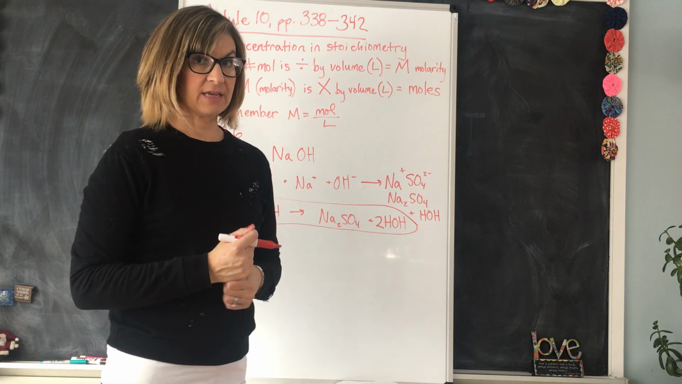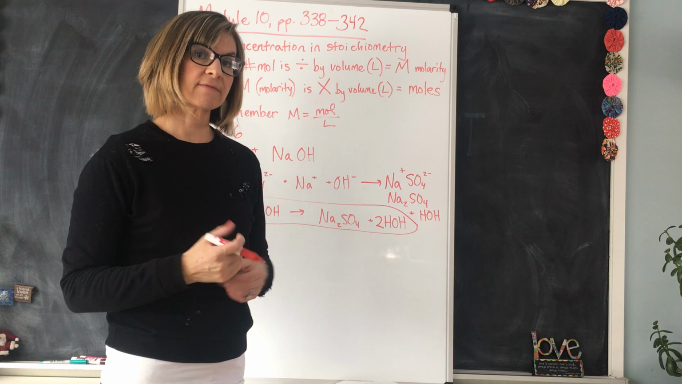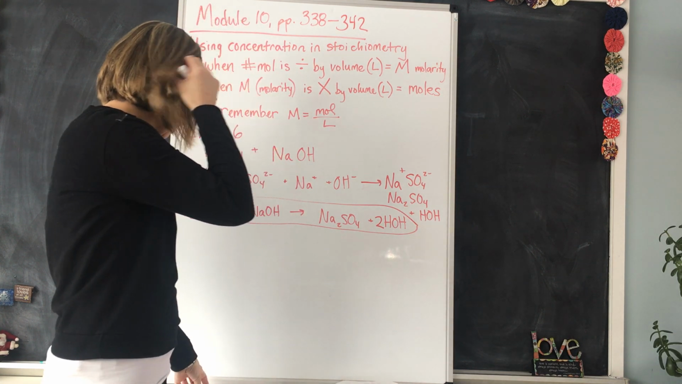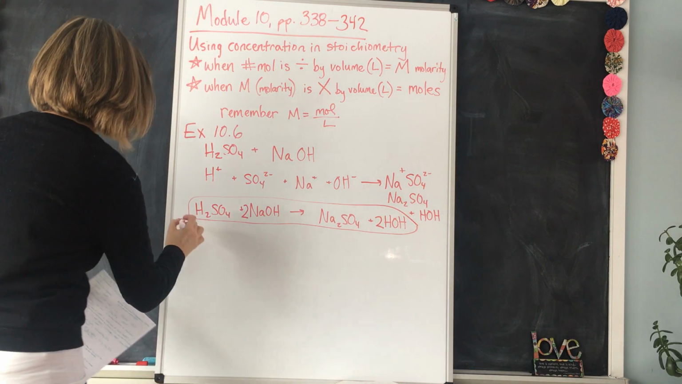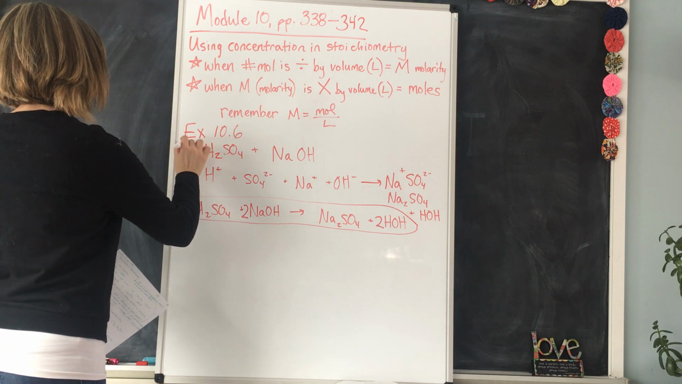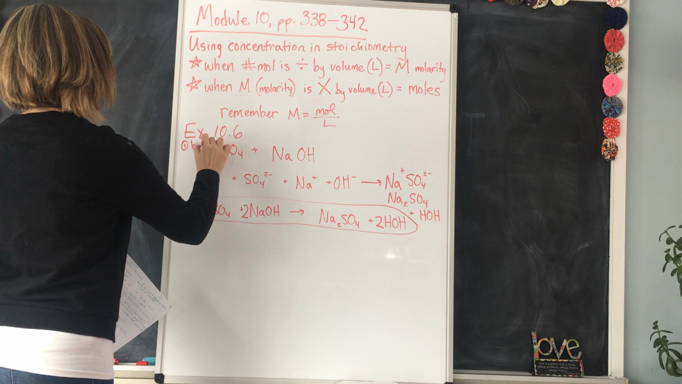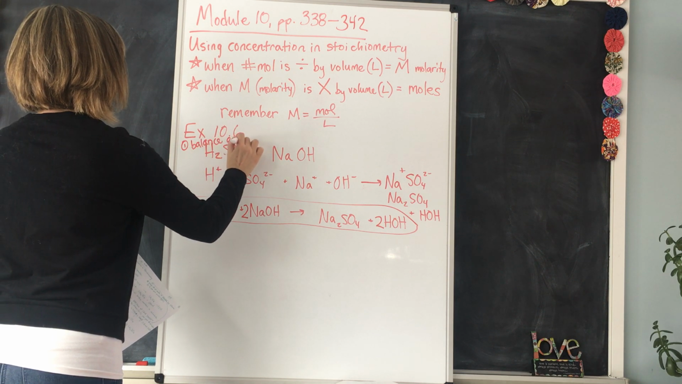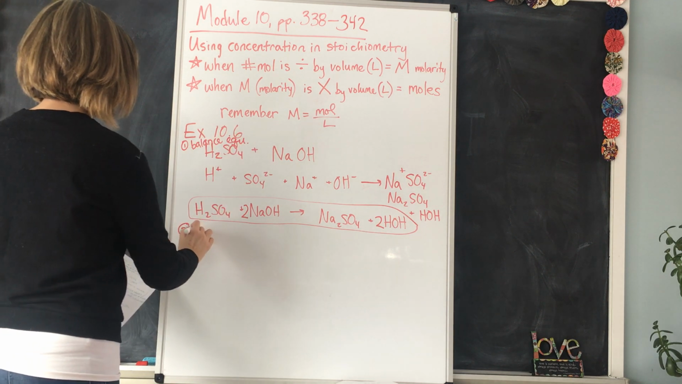Okay, so the first step is to find the balanced equation for the reaction that's happening. Next, we need to do the stoichiometry. Step 1 was balancing the equation. Second step is to do the stoichiometry.